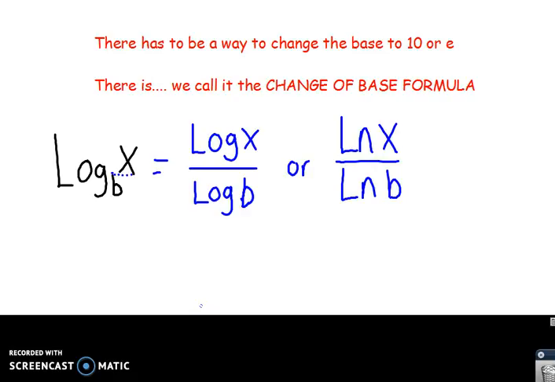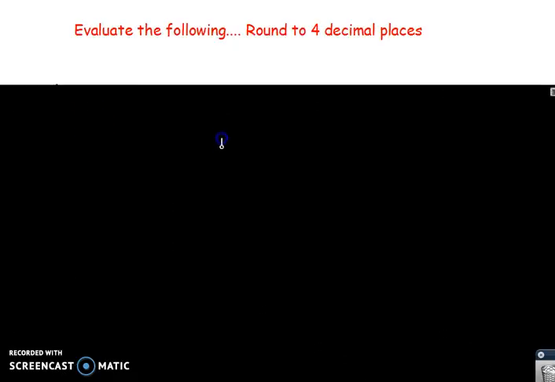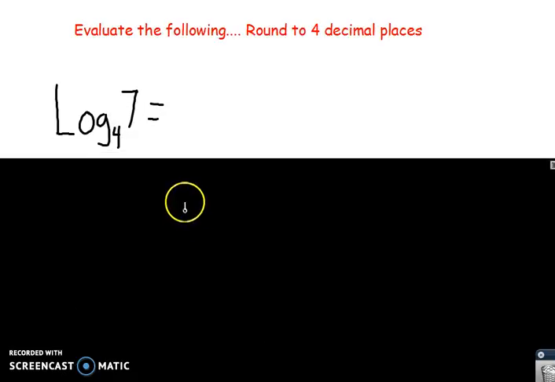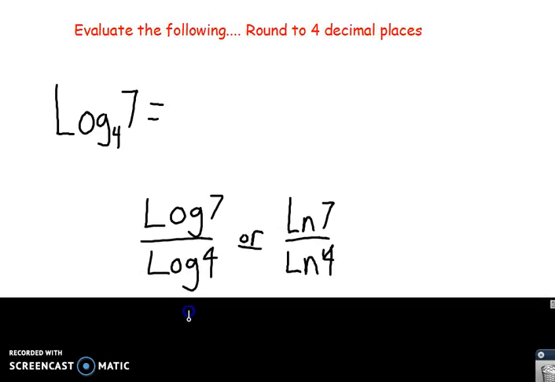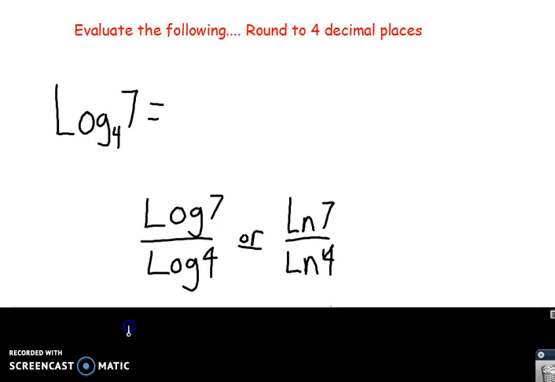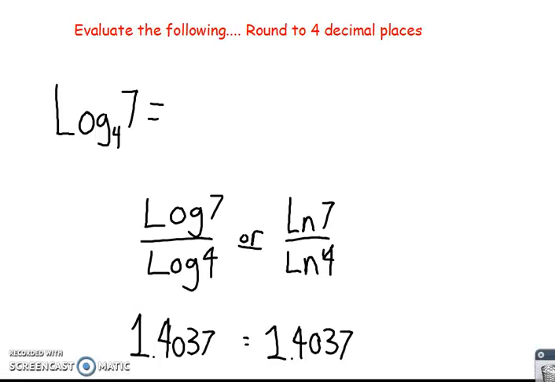So let's do an example. Now right here, log base 4 of 7, I can write it as one of those two ways, which, as we found out earlier, was that particular value. Now, we are able to expand and condense, and we are ready for the homework assignment, because we need to expand and condense in the homework, because we will need to do that in solving in the next section.